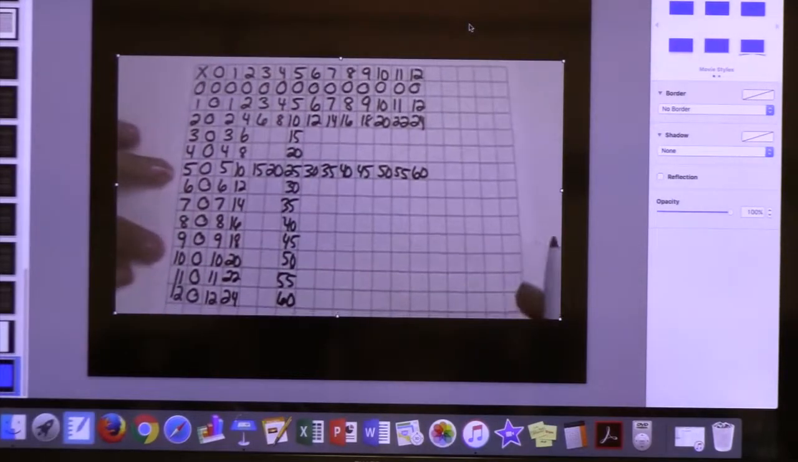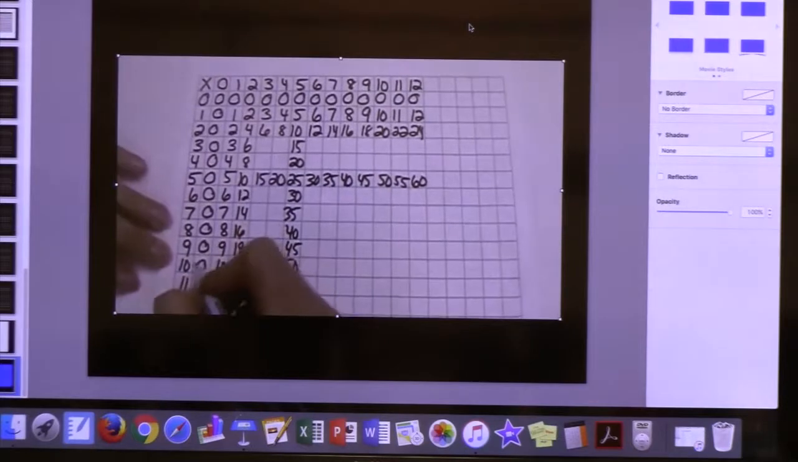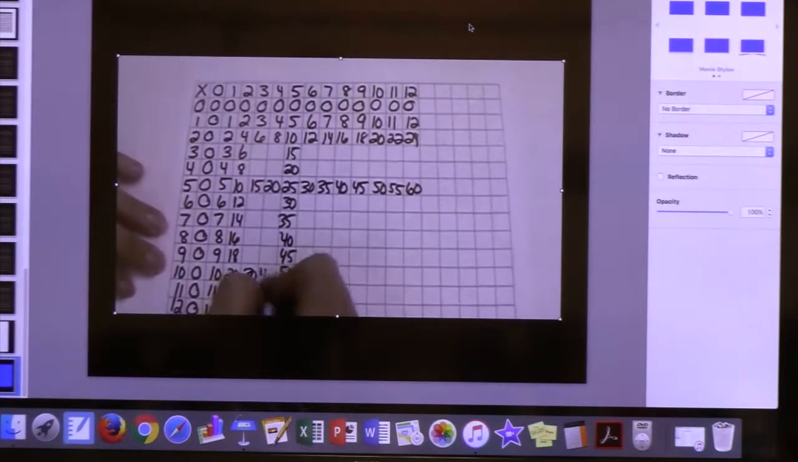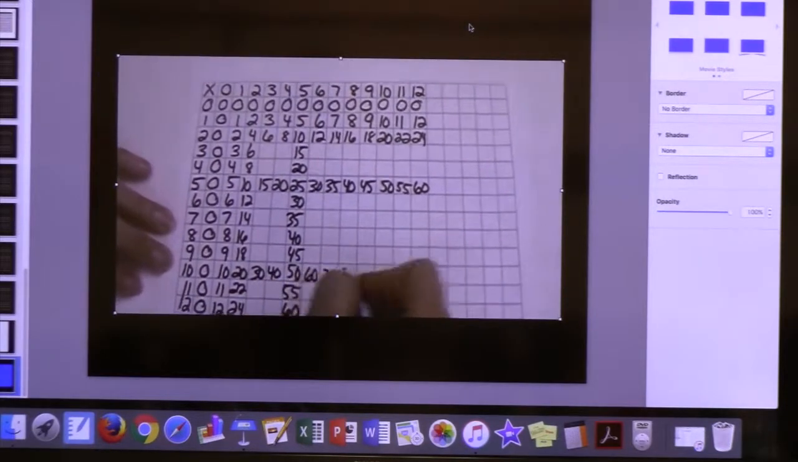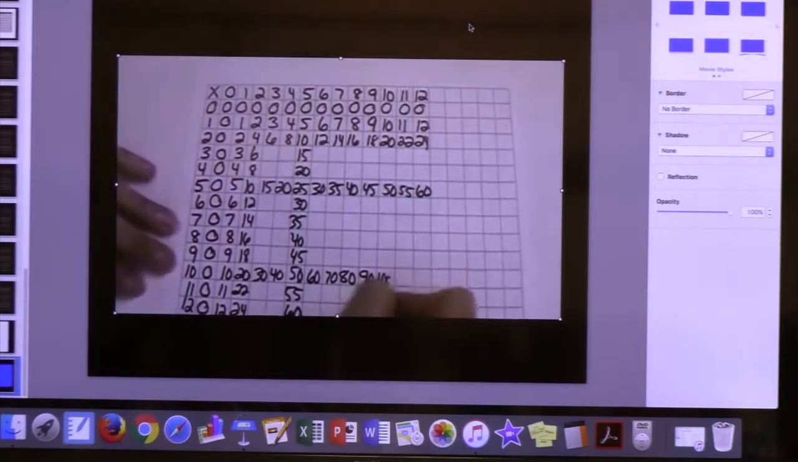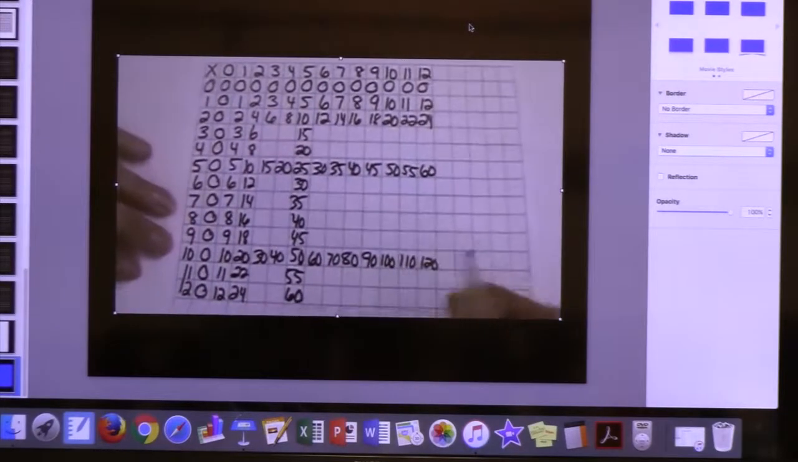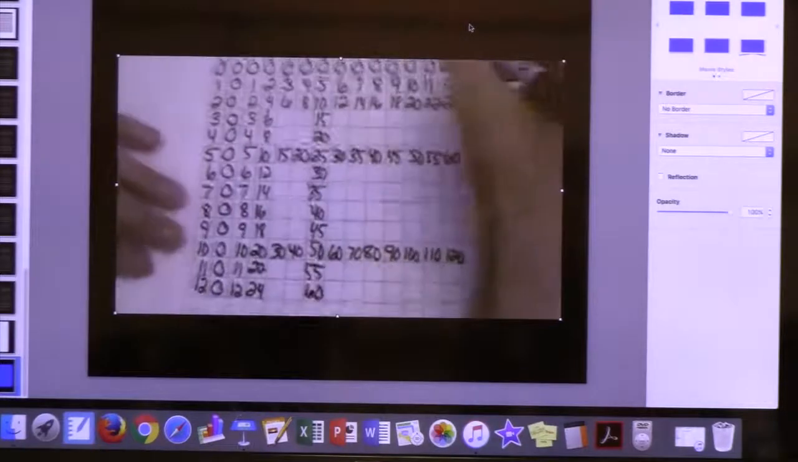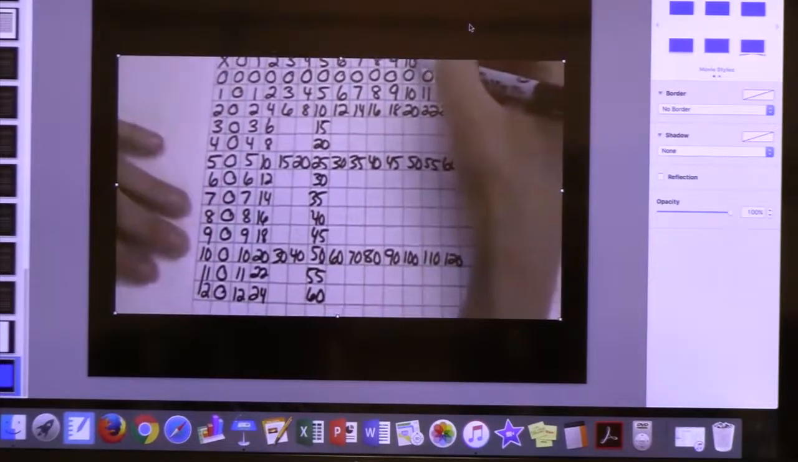Now we're going to do the multiples of 10. 0, 10, 20, 30, 40, 50, 60, 70, 80, 90, 100, 110, 120. Whatever you do across, you have to do down. Make sure you're at the factor of 10.